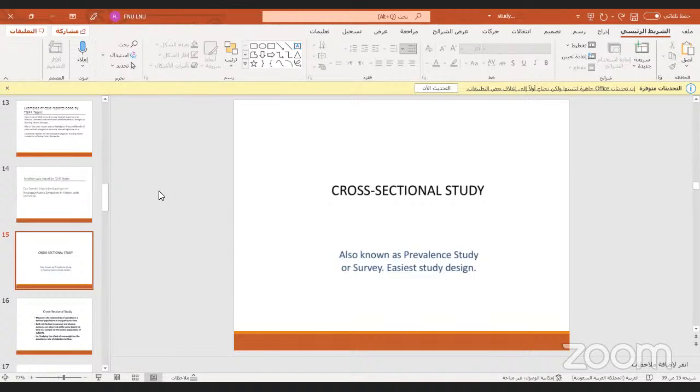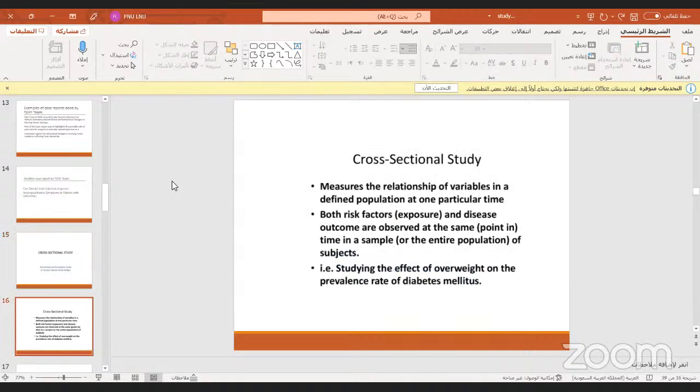Now it's cross-sectional. We go briefly through cross-sectional study design because it's already been covered by my colleague last week. It's also known as a prevalence study or a survey, and it is the easiest study design. The main idea is to measure the relationship of the variables in a defined population at one particular time. So both risk factors and disease outcome are observed at the same time.